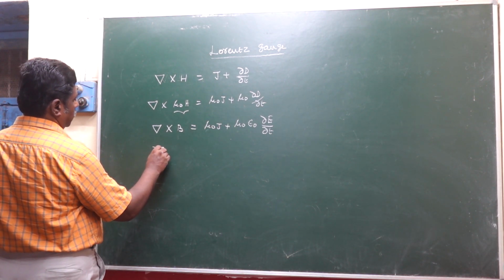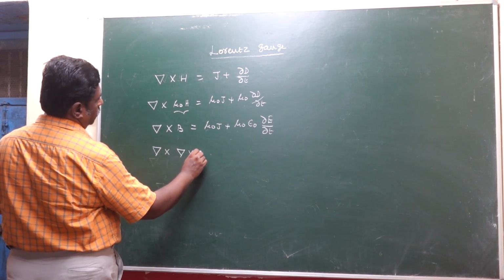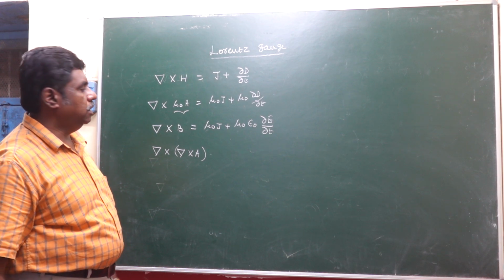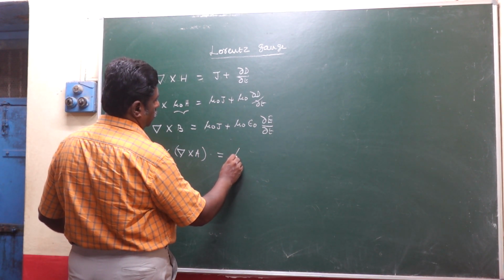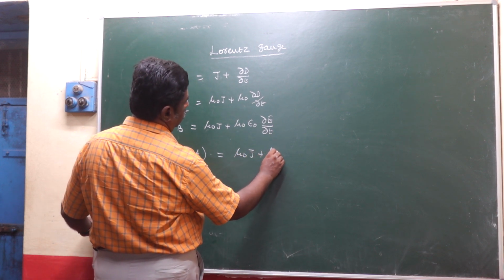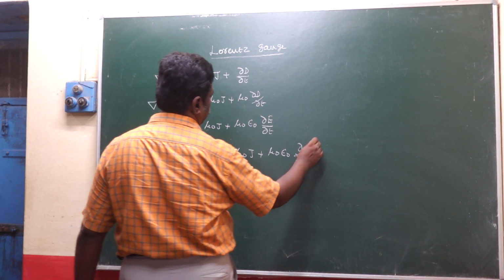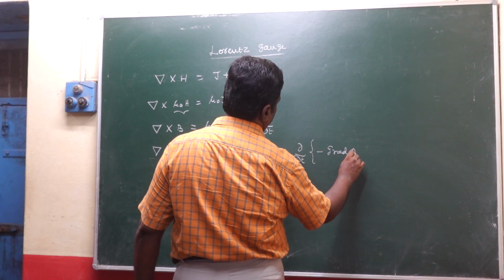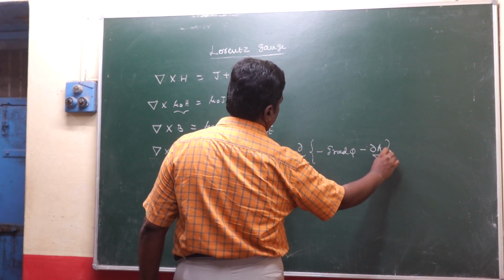This is del cross curl A. If div B equal to 0, then B equal to curl A. Here A is our vector potential. This is equal to mu naught into J plus mu naught epsilon naught dou by dou t of the value of E, minus grad phi minus dou A by dou t.